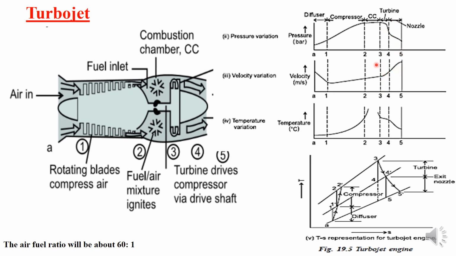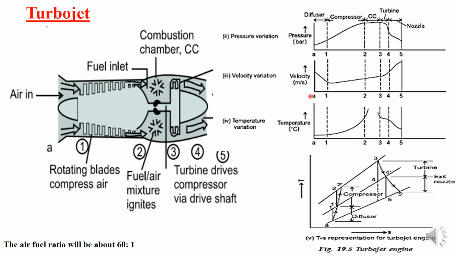This is how pressure gets converted into velocity, and velocity gives the momentum for the object, and it will create the thrust force which will be in the opposite direction. So this is your pressure and velocity curve for the turbojet, very important.